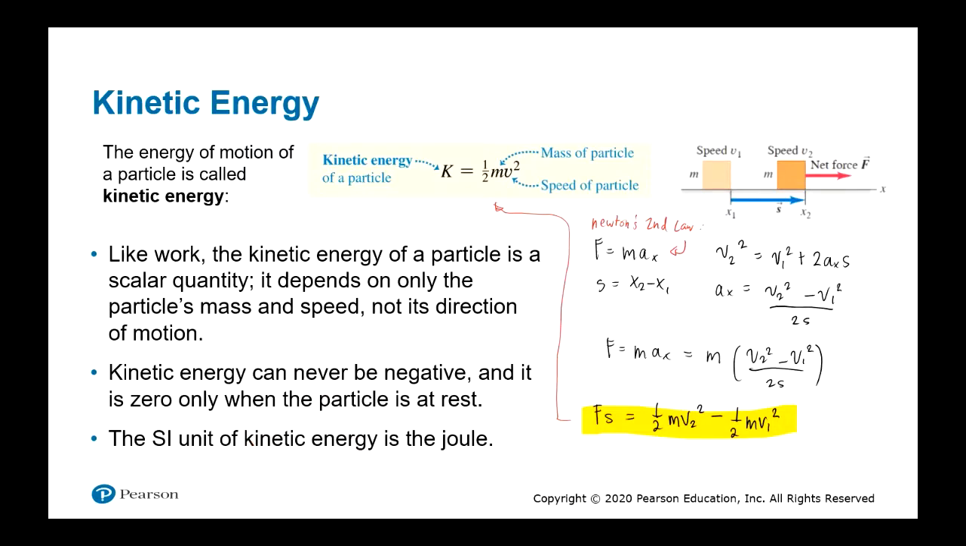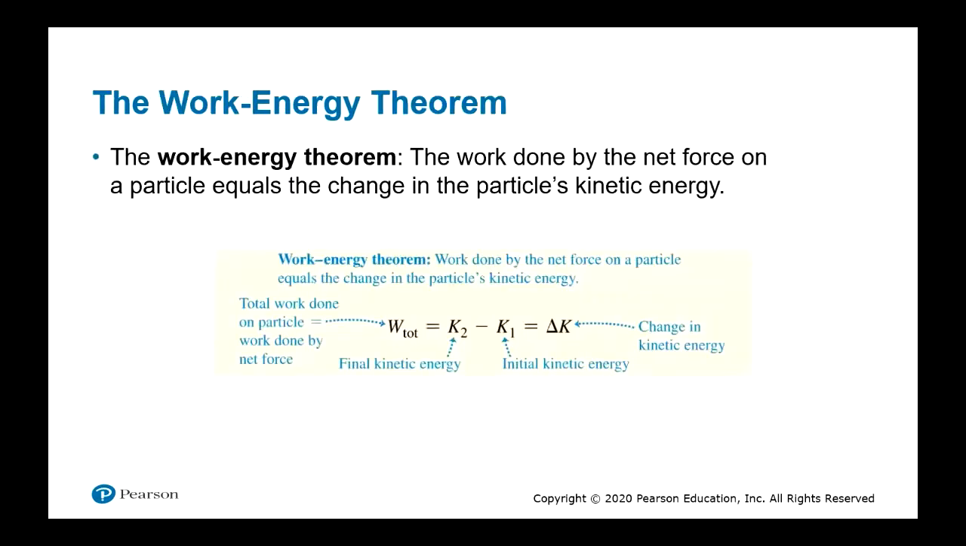So as it is energy, the SI unit for kinetic energy is a joule, just like work. You can check that by the units too, which is equivalent to kilogram meter squared over second squared, which is just equal to 1 newton meter. And 1 newton meter is equal to 1 joule.